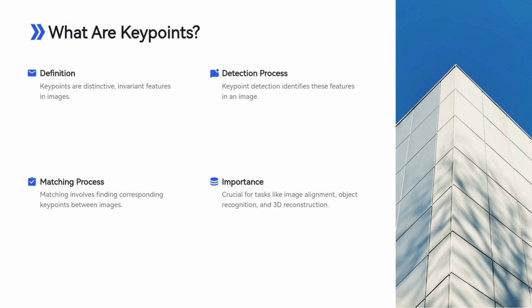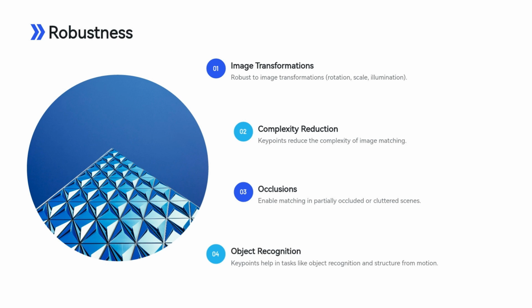same scene. Key points are important in computer vision because they are invariant to certain transformations. For example, they can remain unchanged when the image is rotated, scaled, or slightly modified by illumination changes. This invariance is crucial for reliably detecting and matching key points across different images of the same scene or object.